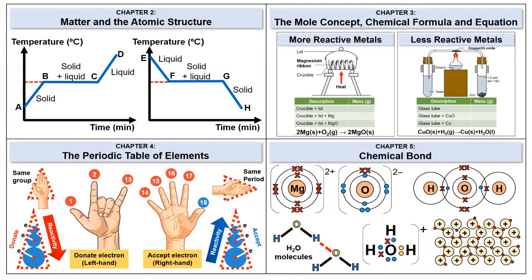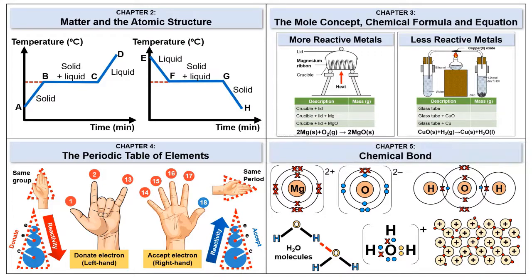In Chapter 4, use your fingers to distinguish the changes in the physical and chemical properties of elements in the periodic table. Place hand vertically to represent group. Atomic size increases when going down the group. Place hand horizontally to represent period. Atomic size decreases when going across the period. Peace symbol on the left hand shows the groups of elements that donate electrons. Reactivity increases going down the group. Open palm on the right hand shows the groups of elements that accept or share electrons. Reactivity decreases when going down the group.